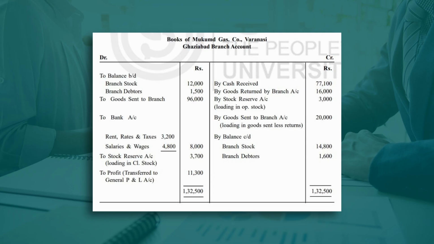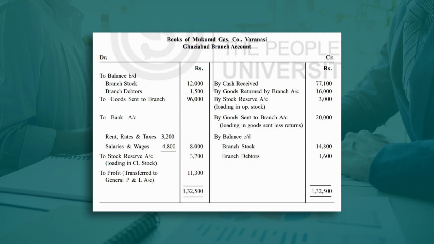So, in this amount again the loading amount is included. So, loading amount is again 1/4. So, it must be 24,000 loading amount. Here we can write loading amount 24,000 on goods sent to branch, but one more piece of information is given, goods returned by branch is 16,000. So, total goods sent to branch is 96,000 minus 16,000, that is 80,000.